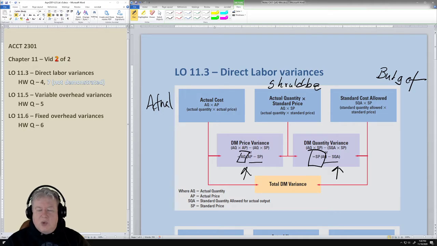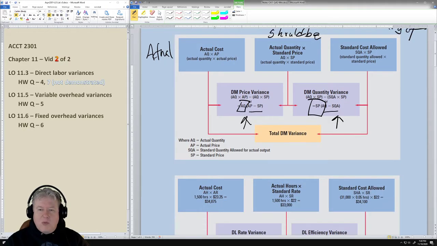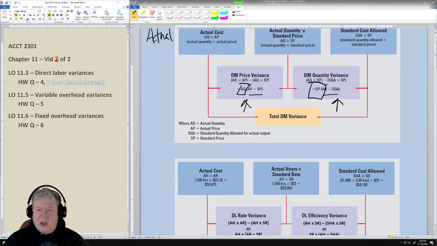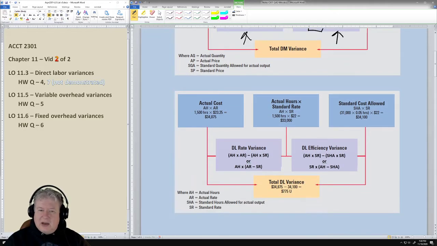Okay, so what is the difference with labor variance? Almost nothing. The only thing that is different is the terms. Up here you see it's standard quantity times standard price. Down here, looking at these versus these, instead of actual quantity, we have actual hours. Hours is a quantity, and instead of price, we've got rate. So all we're doing is substituting hours for quantity.